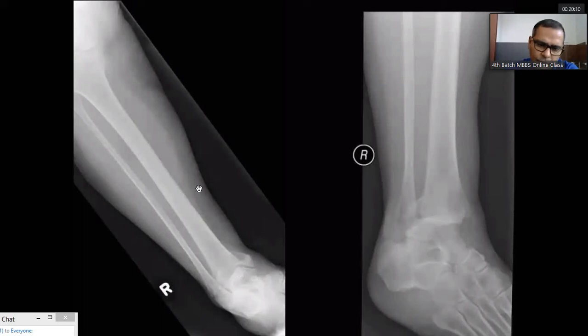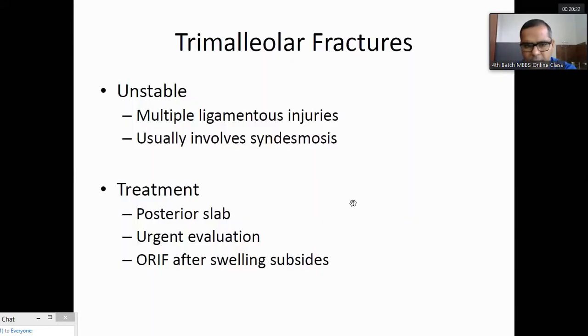Okay, let's see this X-ray. Though the X-ray focuses a little bit high up, there is a large injury. It looks like a high velocity injury. There is a fracture in the medial malleolus, the lateral malleolus, and this is a posterior malleolus. Okay, this is the trimalleolar fracture. These are unstable multiple ligamentous injuries.